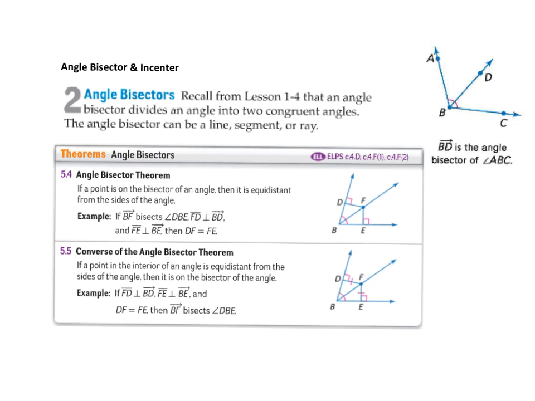Our angle bisector theorem: if a point is on the bisector of an angle, then it is equidistant from the sides of the angle. That is to say that if we have a ray BF bisecting angle DBE, then the distance of DF is equal to the distance of FE. The converse of this is also true. If DF and EF have the same measurement, then BF must be our angle bisector of the angle DBE.